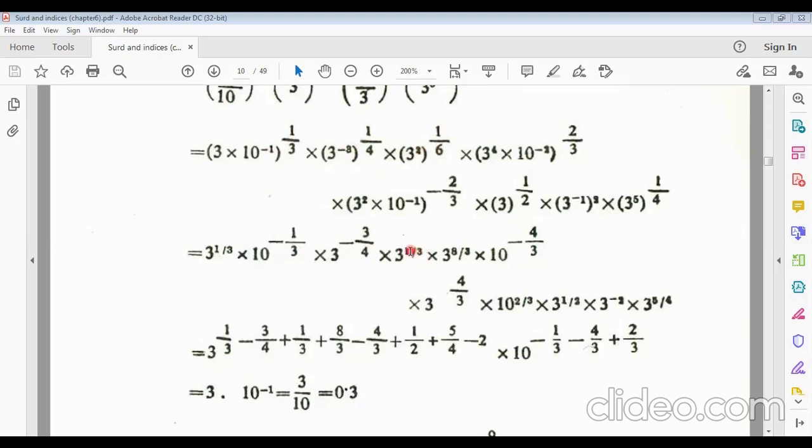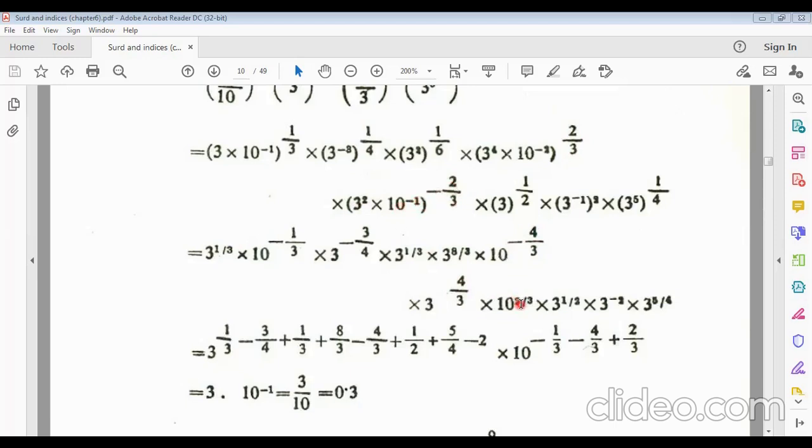2 by 6 means 1 by 3. Now 3 to the power 4 and 2 by 3, these powers will be multiplied, so we get 8 by 3, and 10 square, 10 to the power minus 2 to the power 2 by 3 means minus 4 by 3. And 3 square to the power minus 2 by 3 will be 3 to the power 4 by 3. And 10 to the power minus 1, 2 by 3, what will it be? 10 to the power minus 1 multiplied by minus what?